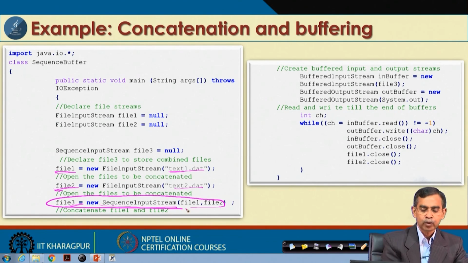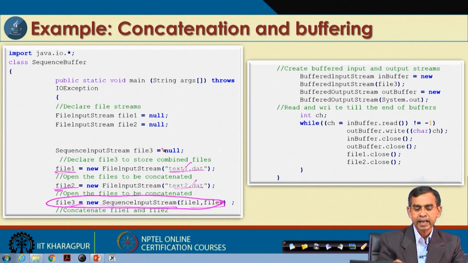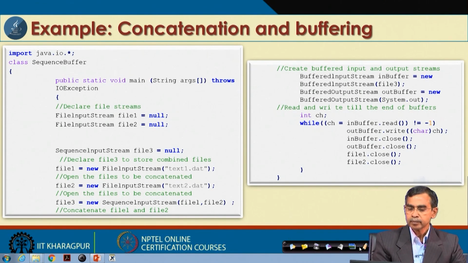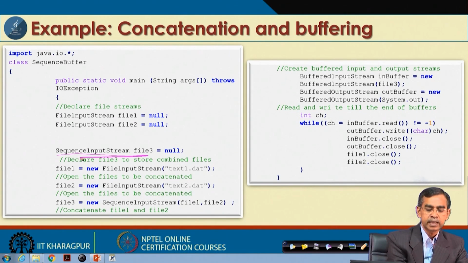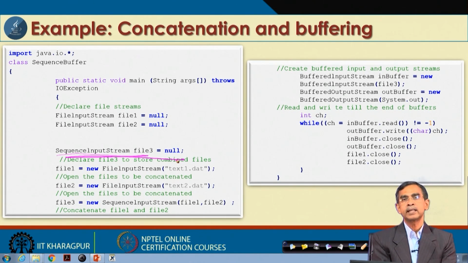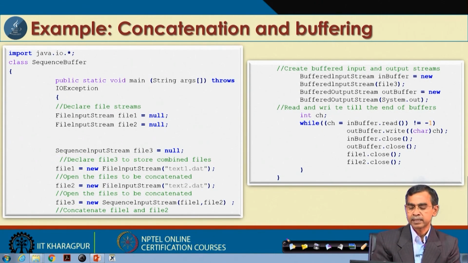This basically concatenates the two files, text 1 data and text 2 data, into one file, and then that file can be stored. For storing, here is the buffered input stream in buffer, and this is file 3. We create it, the same thing can be stored, and then the content can be read and displayed. So, this is an example of the sequence input stream class, which concatenates two files into one, and then the same file can be displayed, managed or processed.